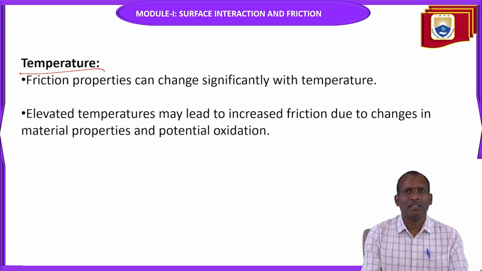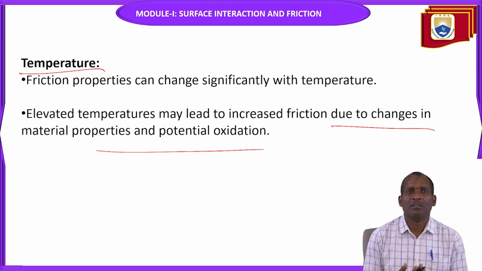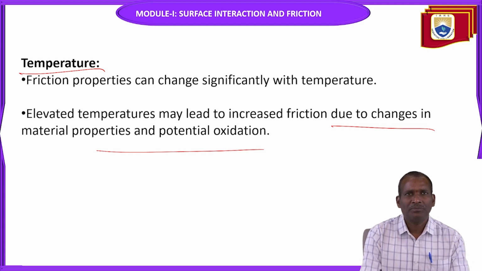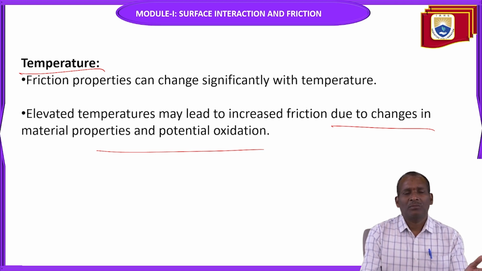The elevated temperatures may lead to increased friction due to changes in material properties and potential oxidation. Due to temperature, the material's properties will change. There are different types of material properties: mechanical properties, electrical properties, and chemical properties. The hardness will also change, and the brittleness, and then yield stress. That depends upon the temperature. That's why elevated, high temperatures may cause high friction.